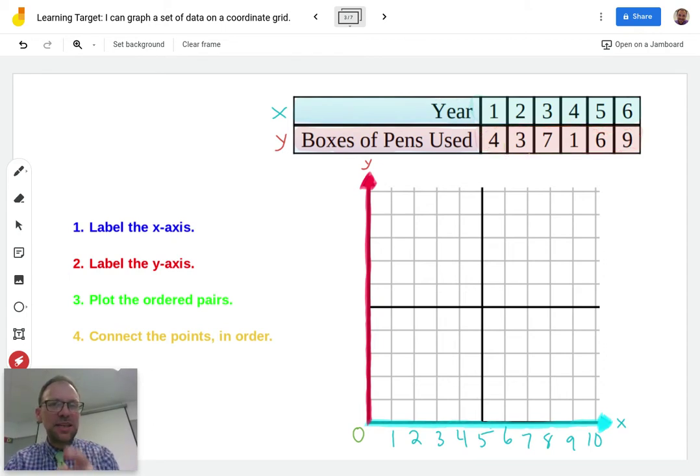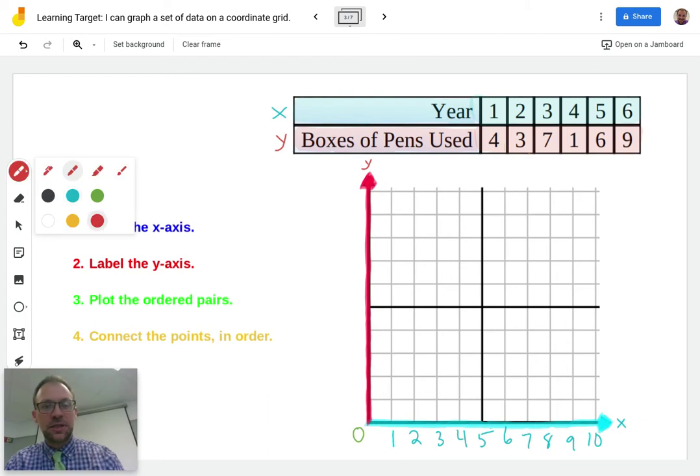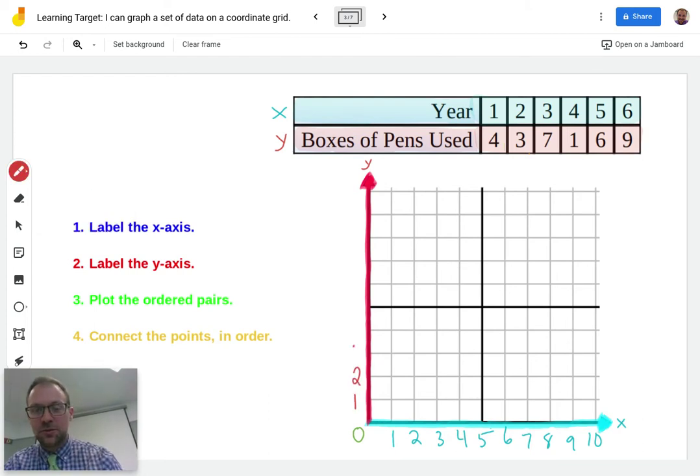Now, it's going to be really important to study the data that you have in the y-axis, because the way you label this y-axis is going to be different for each graph you make, for each coordinate grid you work on. In this case, we're going to start with the easiest possible choice. Because the data set is made up of single digit numbers, we can label the y-axis using these single digit numbers. And that makes sense. So let's start with this here. 1, 2, 3, 4, 5, 6, 7, 8, 9, and 10.